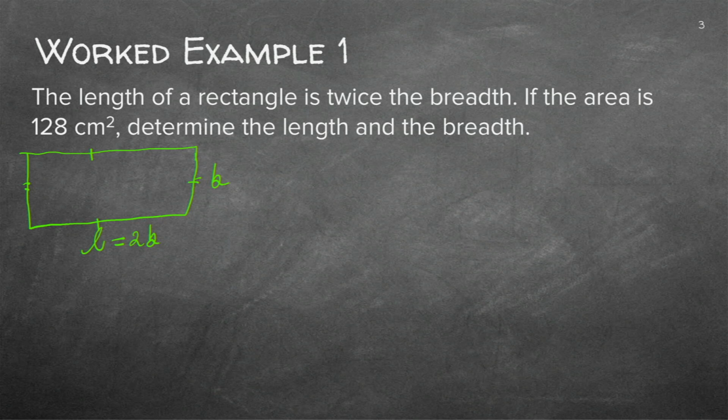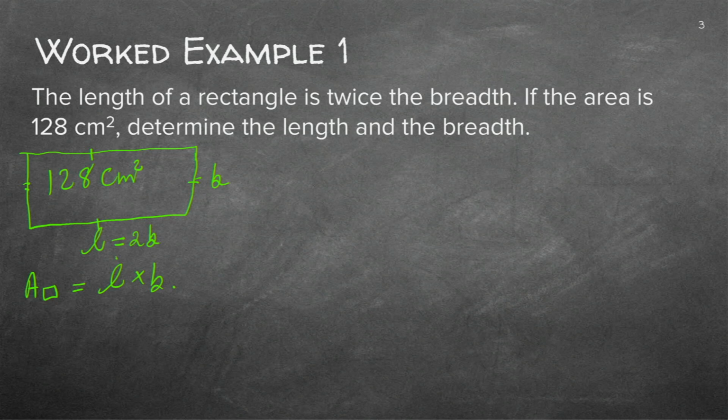And let's go back to the formula of finding the area of a rectangle. Let me just write there, you have 128 squared centimeters as your area. So the area, this is how you calculate it. Area of a rectangle is given by L times B. And you already know that L is given by 2 times B.